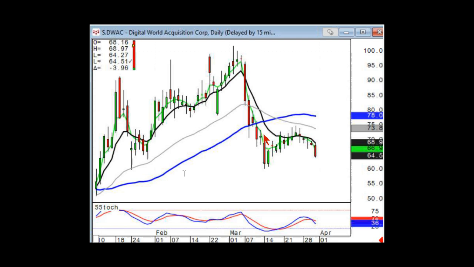There you go, Andrew. Notice your shooting stars right here at the T-line, stochastics rolling over. So what can we anticipate? One, probably coming back down to test this level. If this level doesn't support, what's the anticipation? Wave 1, wave 2, wave 3 being the same magnitude as wave 1.